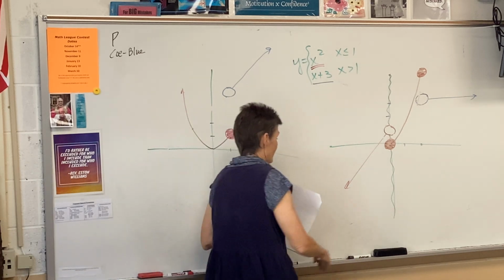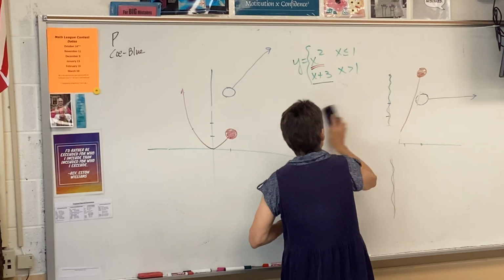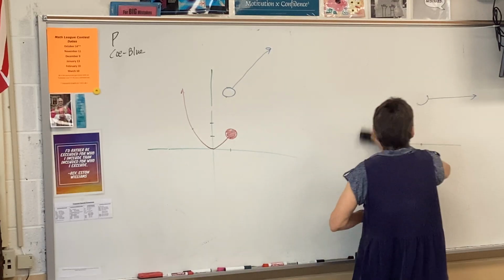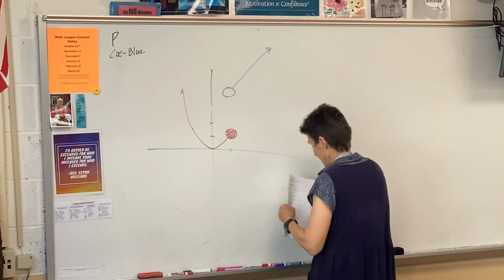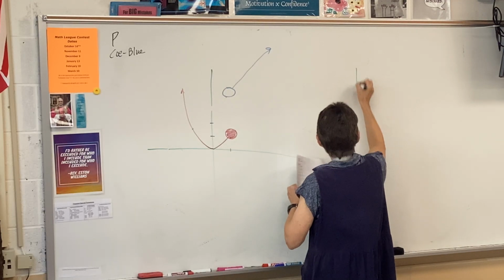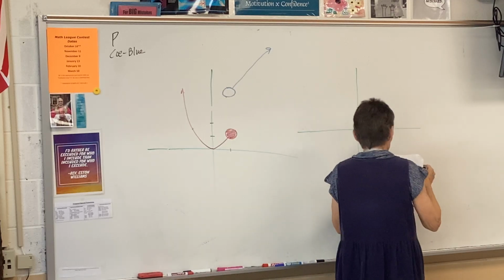Alright, you do F. See what you can do with F. The last one we get done. You do F, I'll do it up here. In F, you're going to have 2 lines. These are both linear.